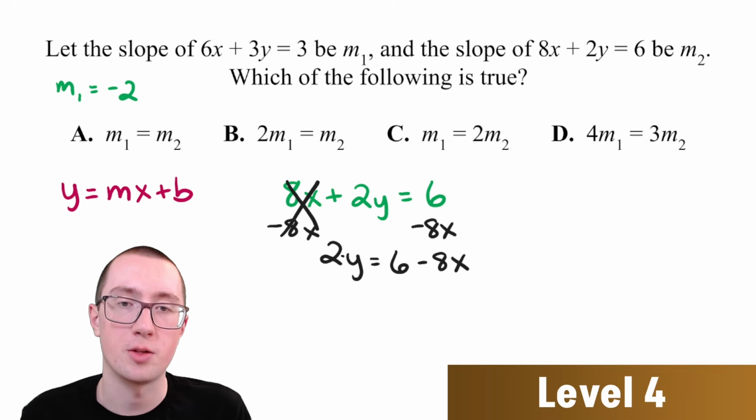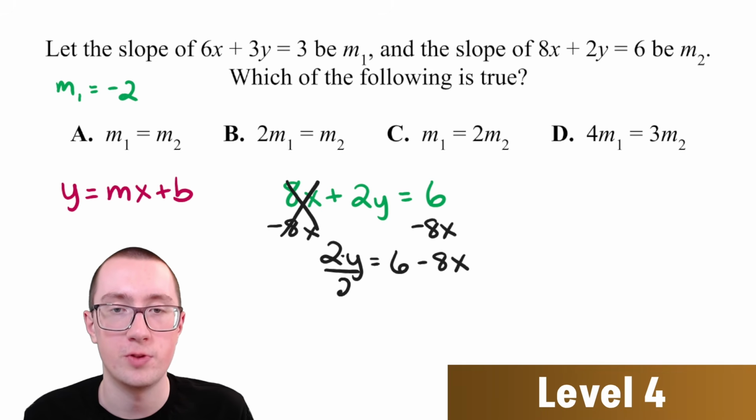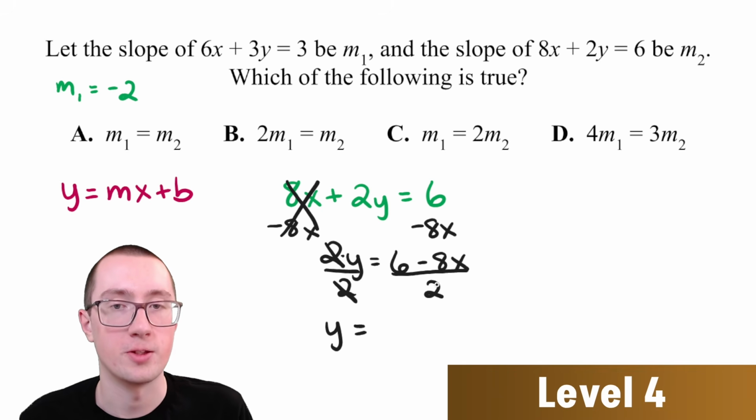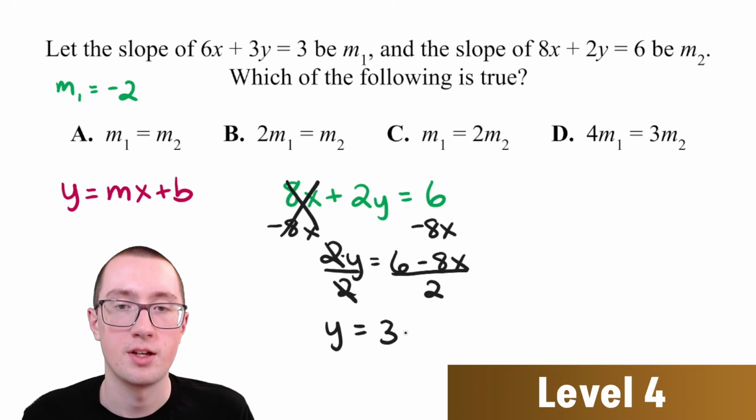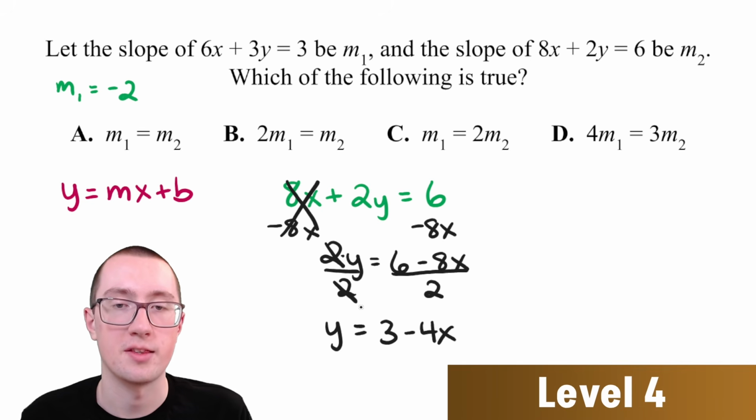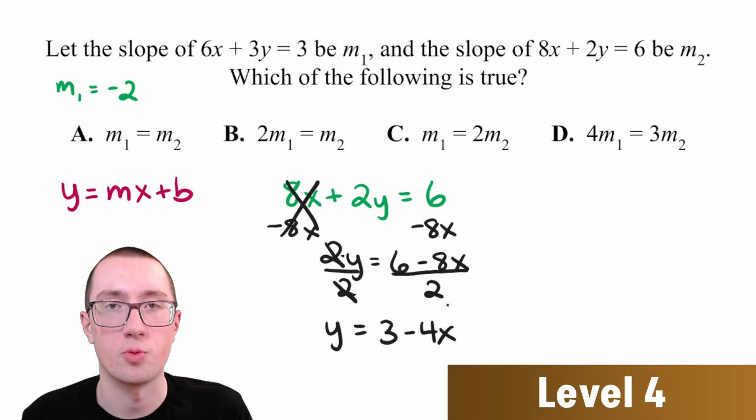Now this 2 is being multiplied to y, so I'm going to do the opposite of multiplication, which is division, and divide 2 on both sides. On the left side, we're just going to have y, and on the right side, we're going to divide the 2 out to both numbers. So 6 divided by 2 is 3, and 8 divided by 2 is 4, and the x is going to stay. So again, this is backwards, but it's still in slope-intercept form.